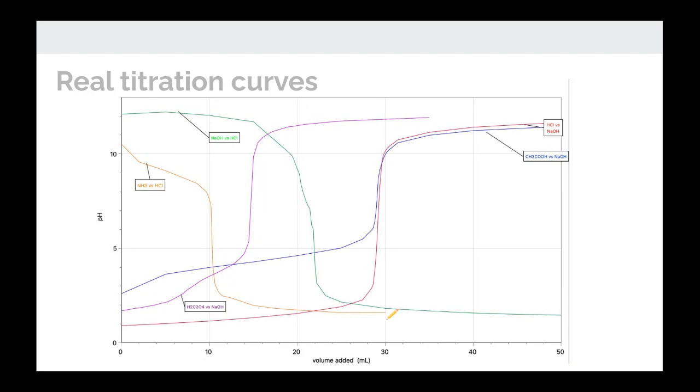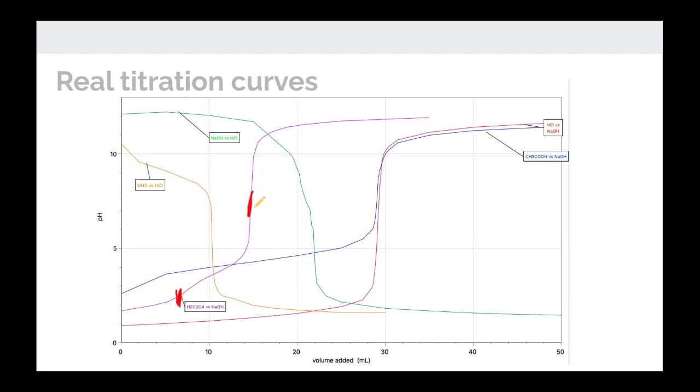And then the magenta curve on here is H2C2O4, which is oxalic acid against sodium hydroxide. It's a diprotic, and you can see there's one equivalence point. It's not quite as sharp as ideal.